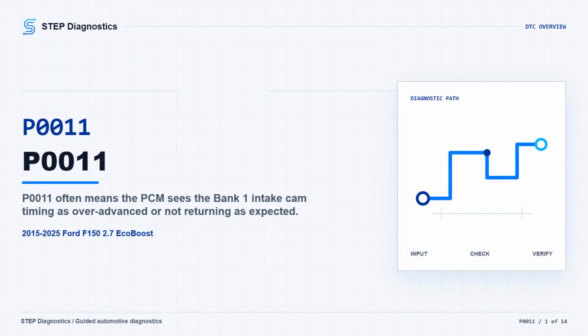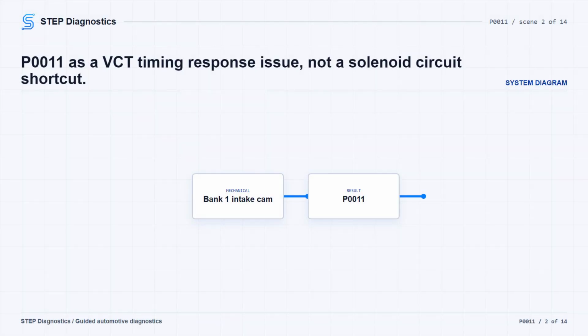On this 2015 to 2025 F150 with the 2.7 EcoBoost, P0011 is a Bank 1 intake cam timing performance code. In plain terms, the PCM is seeing the intake cam timing over-advanced or staying advanced when it should not. The truck may have a rough idle, reduced performance, or an intermittent check engine light.